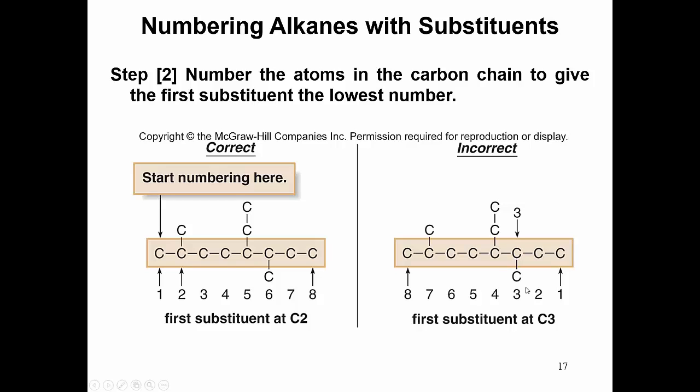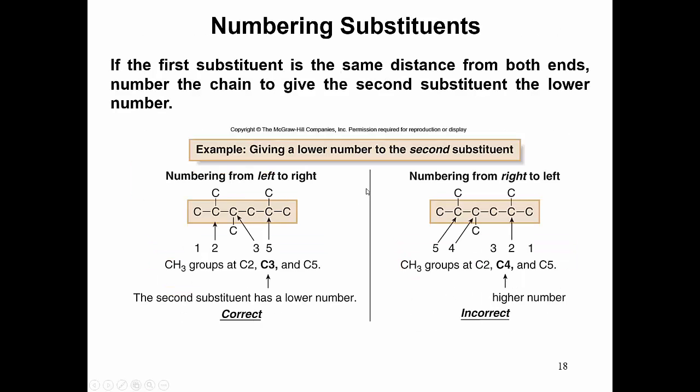But if we start here with carbon 1, we have to wait till carbon 3 to have a substituent. So we use this numbering system, the one that is going to have the lowest numbered substituent. This one has a substituent on carbon 2, this one has 3. So the lowest chain substituent is going to be the one on the left.